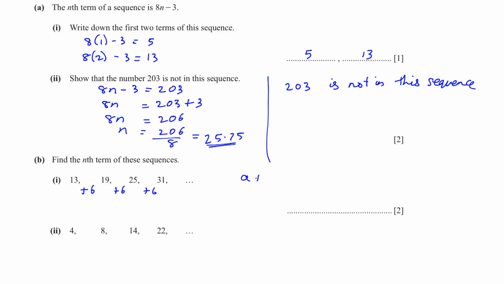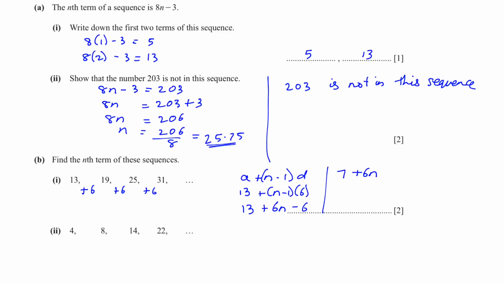We use the formula a plus (n minus 1)d, where a is your first term, which is 13 here, and d is your difference, which is 6. Open the brackets up. 13 plus 6 multiplied by n, 6n. Negative 1 multiplied by 6, negative 6. And this will give us 13 minus 6, which is 7 plus 6n.